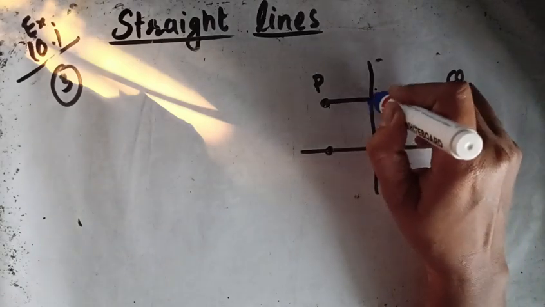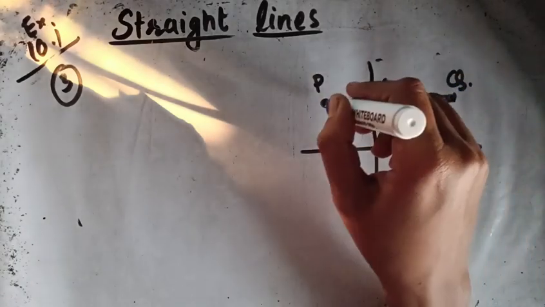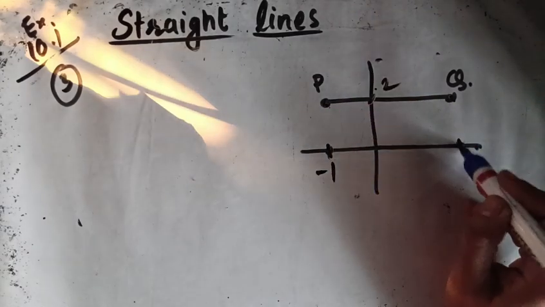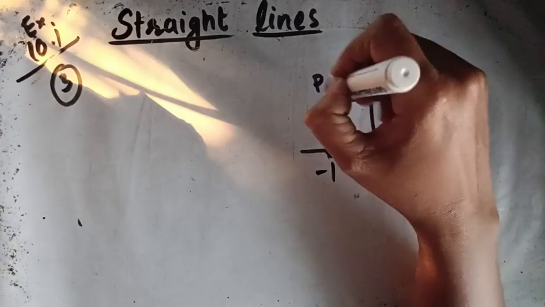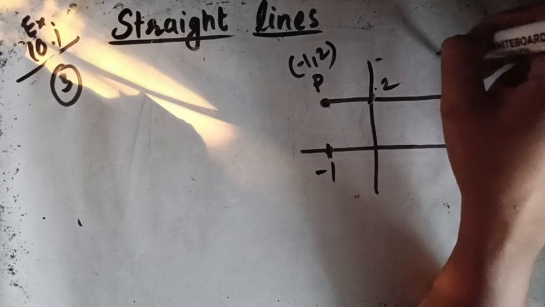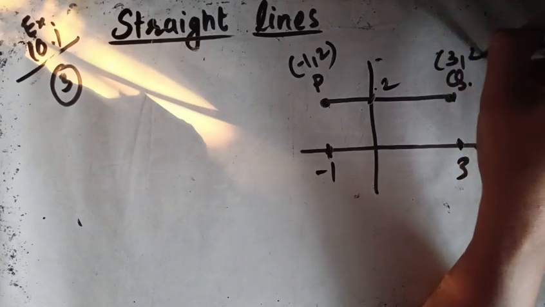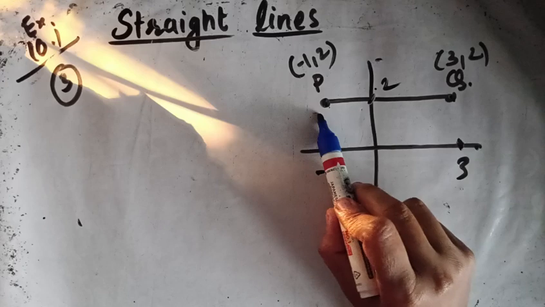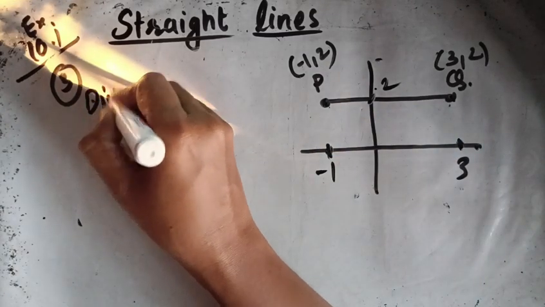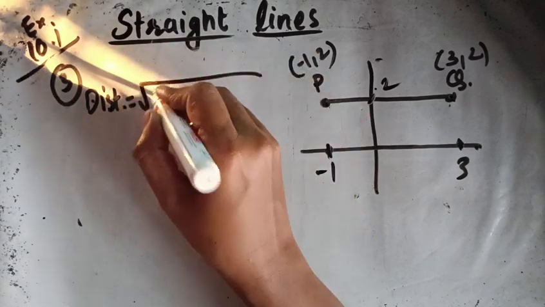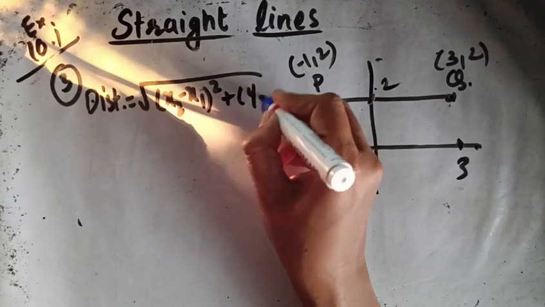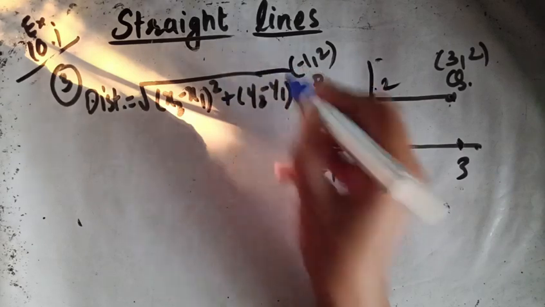If I take, say, this is 2, okay, and say this is 1, minus 1, and this is 3, then this point will be minus 1, 2 and this point will be 3, 2. Okay, when you are taking the distance, the formula is the root of (x2 minus x1) the whole square plus (y2 minus y1) the whole square, right?